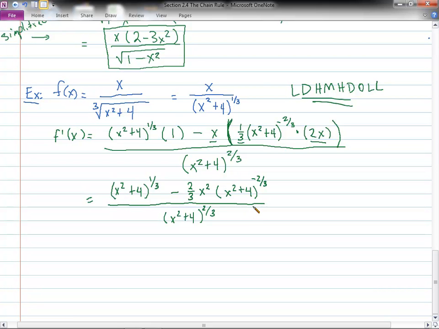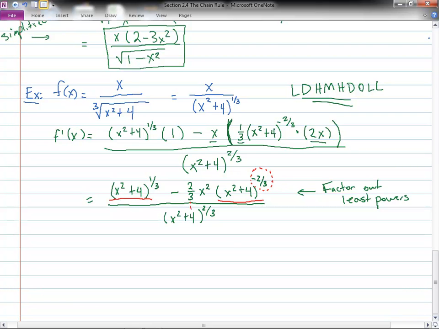Now at this point we want to try to simplify this fraction. Let's use the same technique that we did before for the numerator. Let's factor out the least power of any common factors. In this case, both terms on top have an x squared plus 4. One is raised to the 1/3 power. The other one is raised to the negative 2/3 power. So that means the negative 2/3 power is the least of those two powers.